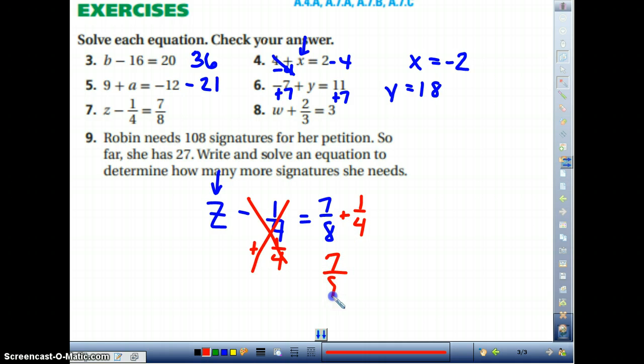I've got 7/8 plus 1/4. 1/4 is the same as how many eighths? 2. Yeah. What's 7/8 plus 2/8? 9/8. Yeah, and you can leave it as 9/8, or you could call it 1 and 1/8. Either way.